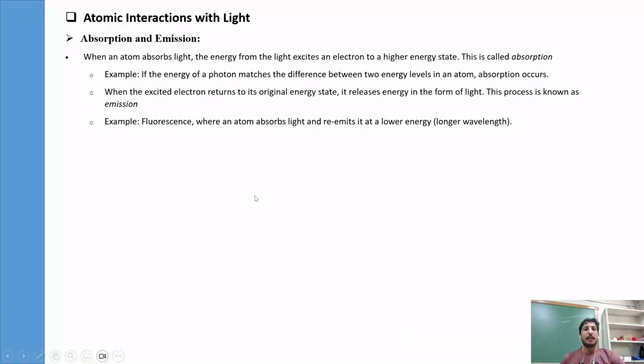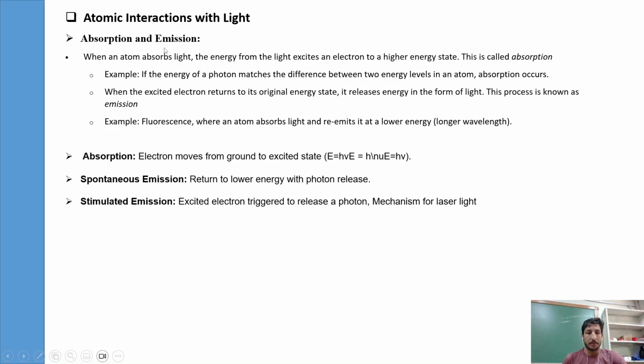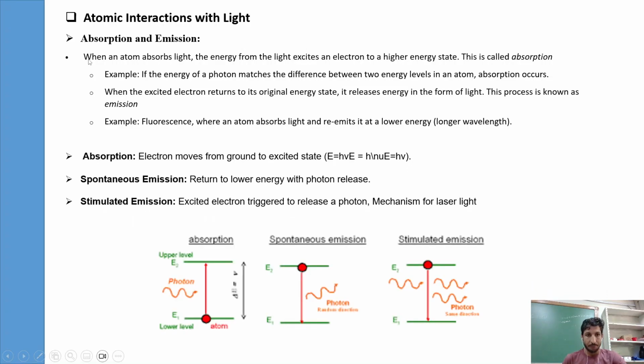Now we have the atomic interaction with light. As I already discussed the interaction of light with the material, now I'm focusing on the atomic interaction with light, how the light interacts with the atoms. For example, it consists of absorption and emission, and specifically emission consists of spontaneous emission and stimulated emission.